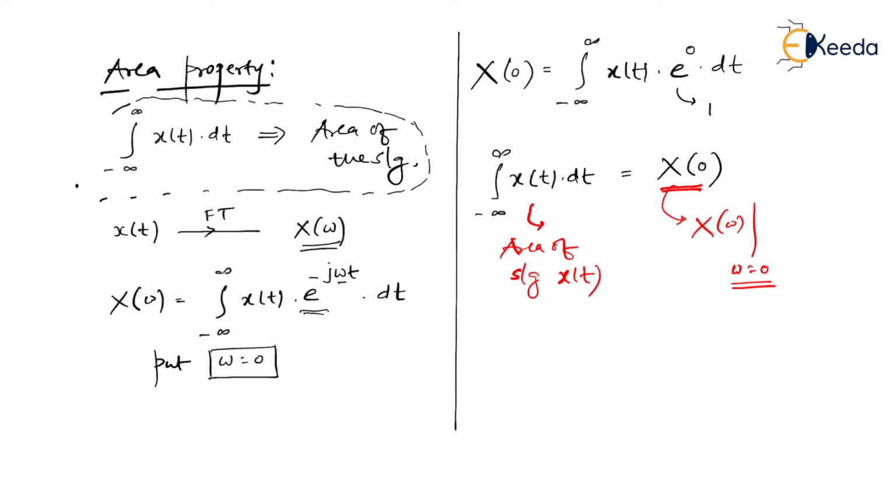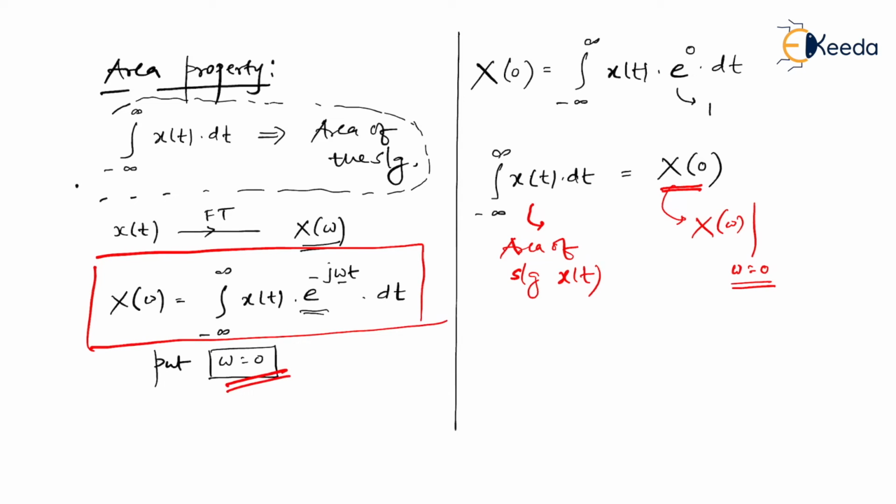So I repeat this. This was our formula for the Fourier transform, where I have substituted omega equal to 0, and from this I got capital X(0) is equal to the integral of x(t) dt from minus infinity to infinity. We know that integrating x(t) from minus infinity to infinity means getting the area of the signal. So the area of the signal x(t) is nothing but X(omega) at omega equal to 0. So let us use this property and solve two problems based on the same.